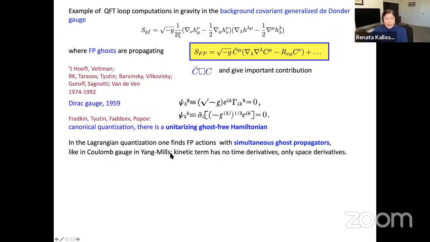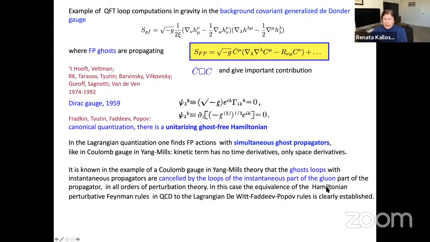But what is known for the analogous situation in Coulomb gauge in Yang-Mills, and it was Arkady Vainshtein, who I think is here, who explained to me the situation, is that in Coulomb gauge in Yang-Mills, which is very much like Dirac gauge in gravity, the kinetic terms of Faddeev-Popov ghosts are known to have, sorry, instead of simultaneous, it should have been instantaneous ghost propagators. There are only space-time derivatives. And this is a known feature, that as a result, the ghost loops with instantaneous propagator are canceled by loops of the instantaneous part of the gluon. And therefore, they are totally equivalent to Hamiltonian perturbative rules, where there are no ghosts because it's a unitary Hamiltonian. And it looks like what we see here in gravity will come out exactly like that.